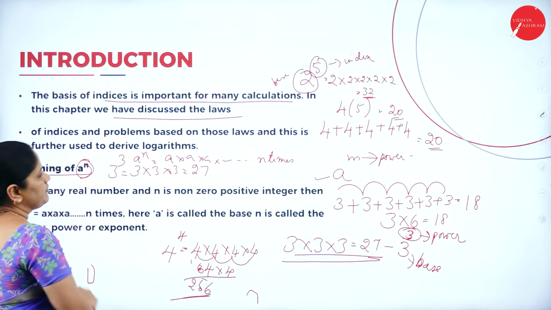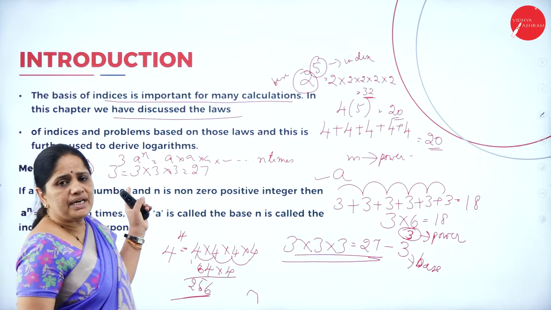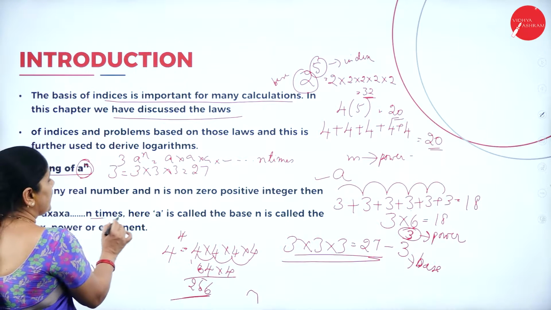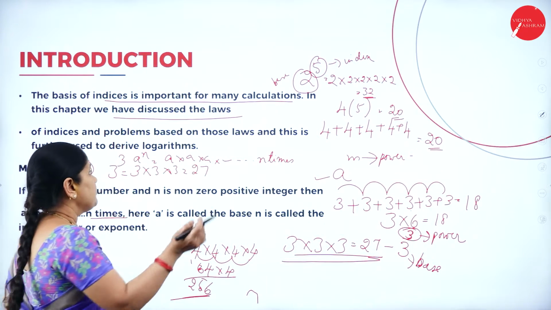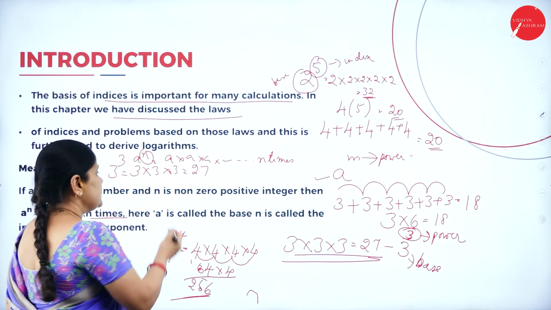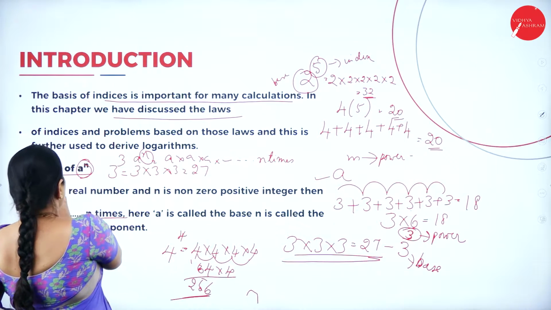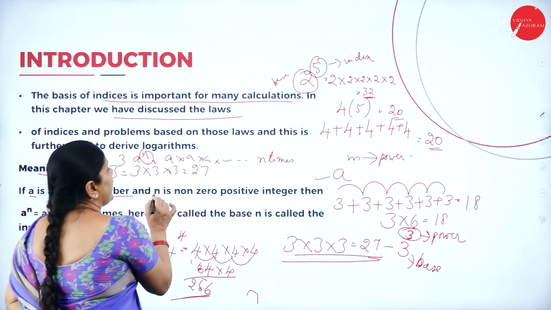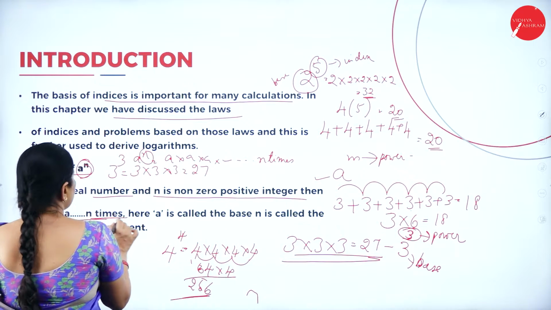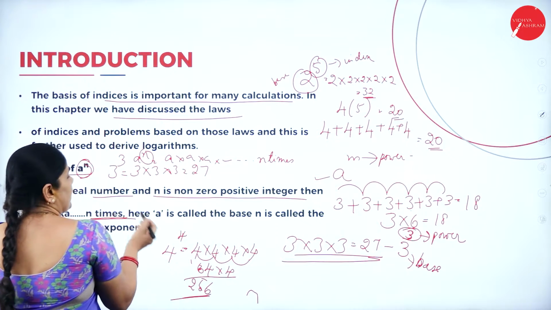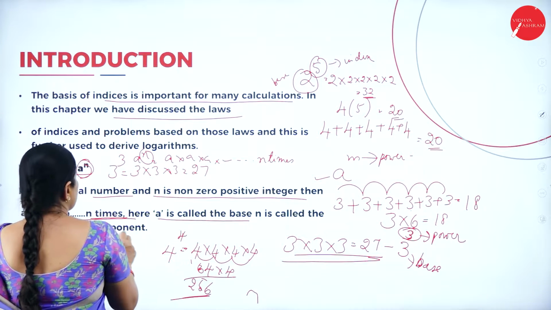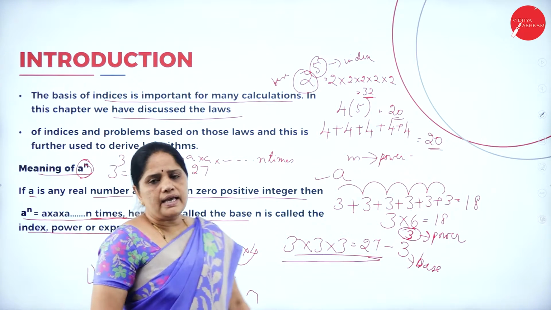So, in this way, we should understand that suppose a is any real number, and they have given us a to the power n. It means that a has to be multiplied n number of times. Whatever number is given in the power, that many times we have to multiply this base number. So, if a is any real number and n is a non-zero positive integer, then a to the power of n means you multiply a n times, and a is called the base and n is called the index or the power or the exponent.